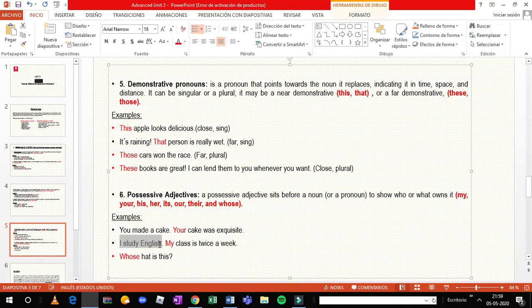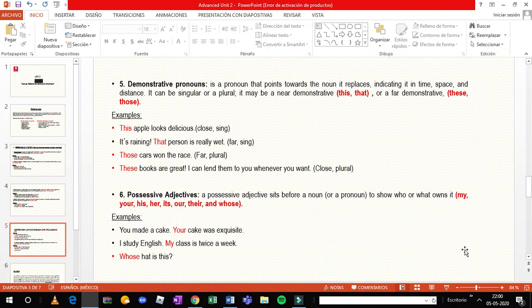I study English. My class is twice a week. Who has the English classes? I, right? So when the person reads this sentence, my class is twice a week, who has English classes? I have to go back and check that this subject, I, was the one who was in class or has English classes.